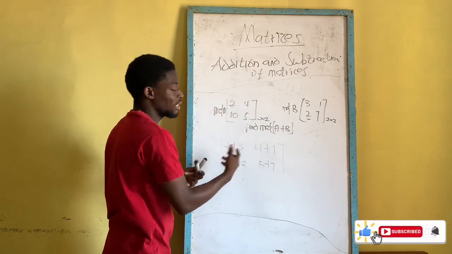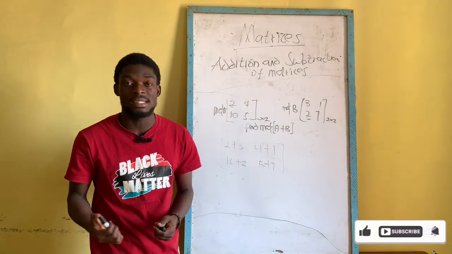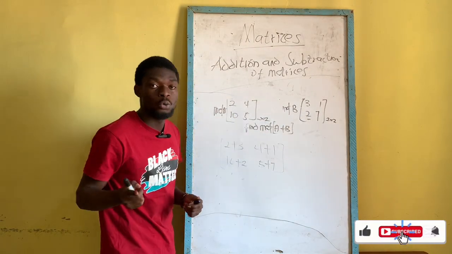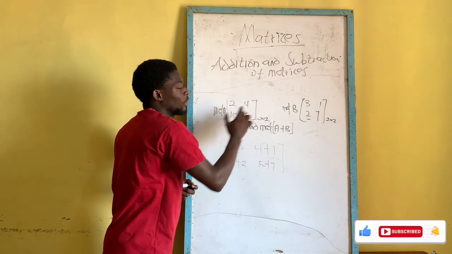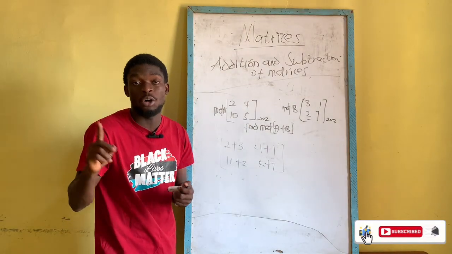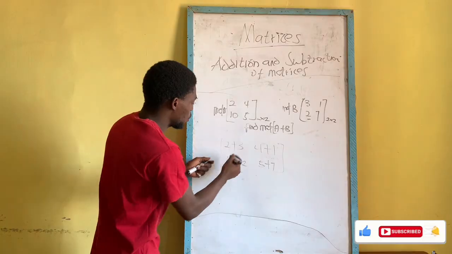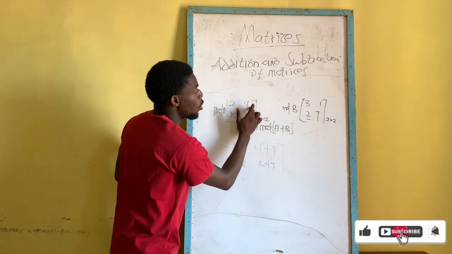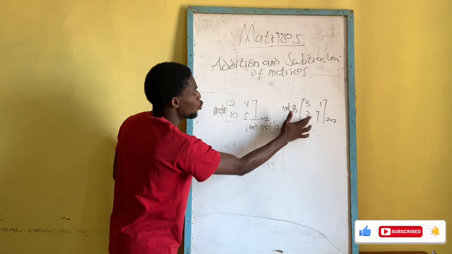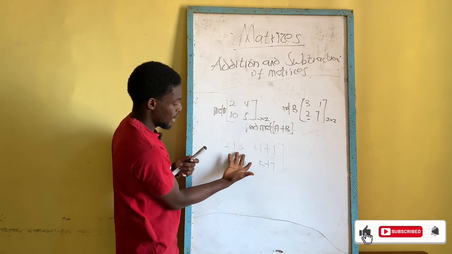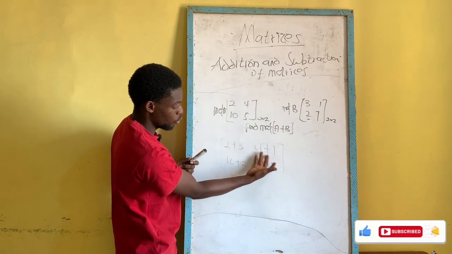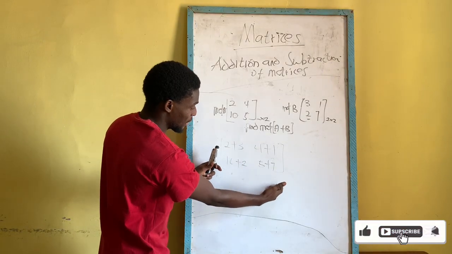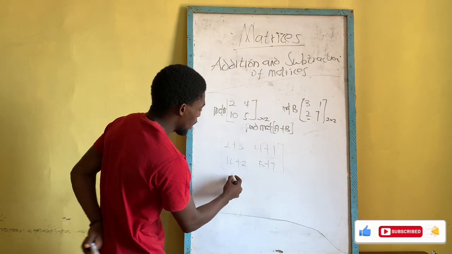Now this is how addition of matrices is done. You cannot add this 2 to the 7 here. No, we don't do it that way. We add and subtract the corresponding elements. So since we know our corresponding items, the 2 goes to 3, 4 goes to 1, 10 goes to 2, then 5 goes to 7. As you've seen here, this is what we now have. Now we do our addition.